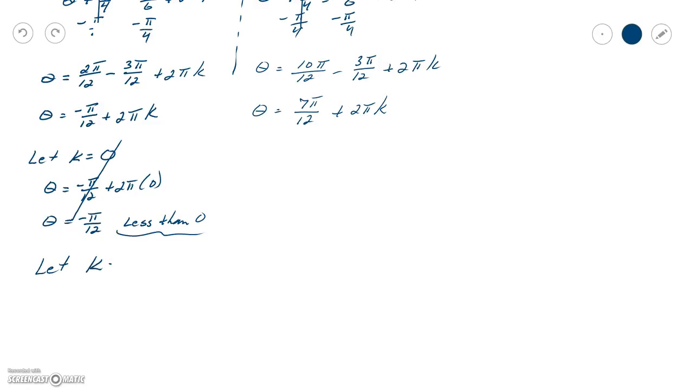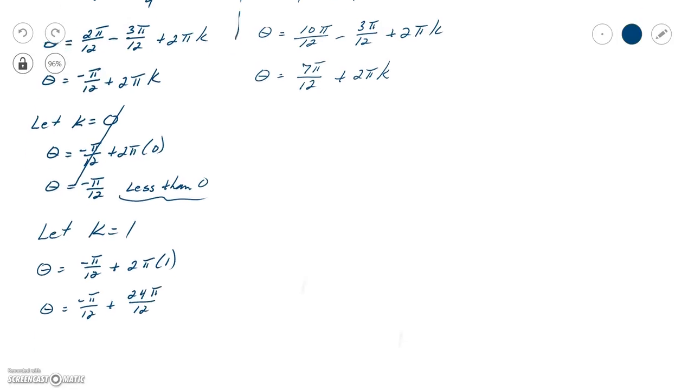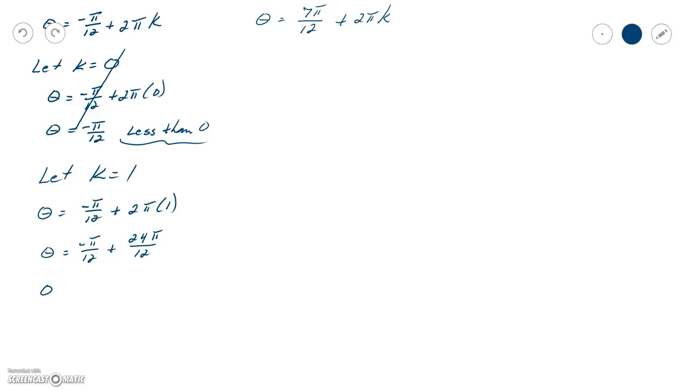Let's let k equal 1 and see what happens. So now I get negative pi over 12 plus 2 pi times 1, or plus 2 pi. So this is negative pi over 12 plus 24 pi over 12. And so theta here is going to equal 23 pi over 12, which is less than 2 pi, so I'll take it. All right, we'll use that one.